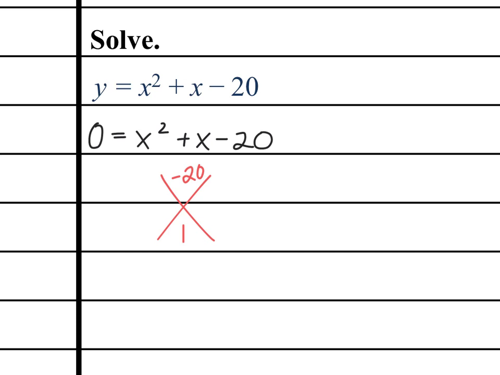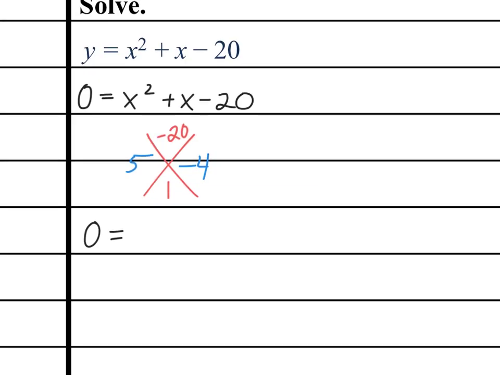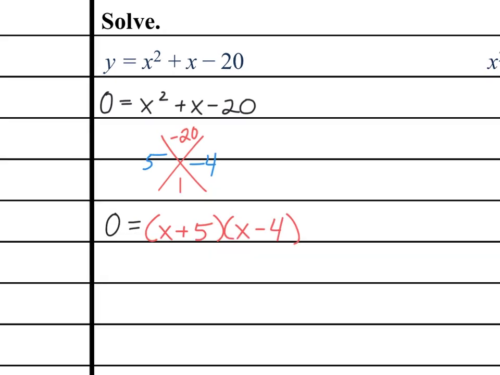Joe, what would they be? 5 and negative 4. 5 times negative 4 equals negative 20, and those add to 1. This is where you get to take a shortcut, yay. So I can write this as x plus 5 times x minus 4. You have your 2 factors, set them both equal to 0, and find the x-intercepts.